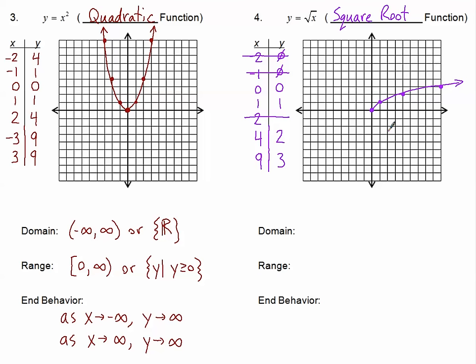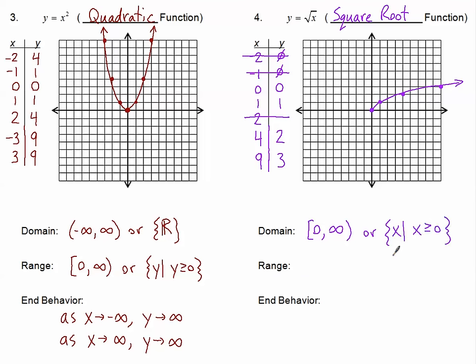So now when we talk about domain, finally we have a domain that's different than all reals because we don't have anything over here. In fact, the very first part of the domain is 0. So I'll start with 0. I do get to include it with the bracket, and it'll go all the way to the right to infinity. So there we go. Or that's all x such that x is greater than or equal to 0.